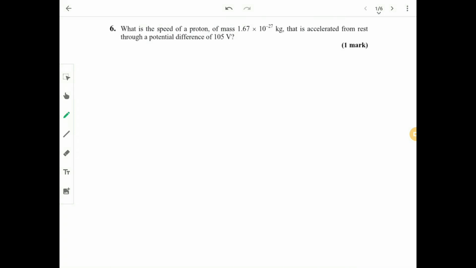Finally guys, let's move on to question 6. What is the speed of a proton of mass 1.67 times 10 to the minus 27 kilograms that is accelerated from rest through a potential difference of 105 volts? So I'll let you solve for a few seconds and we'll check together.